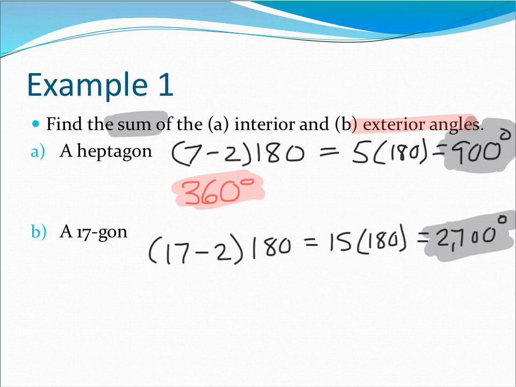What is the sum of the exterior angles going to be? 360. It's always 360, it doesn't matter. For the sum of the exterior angles, yes, always 360.